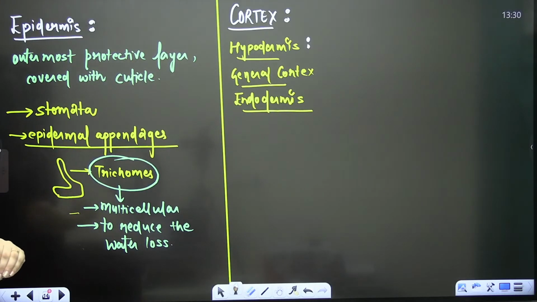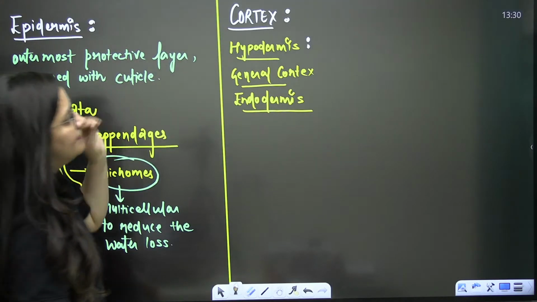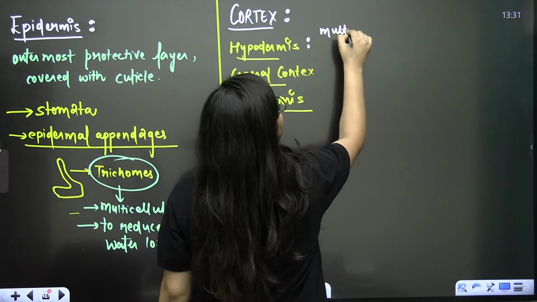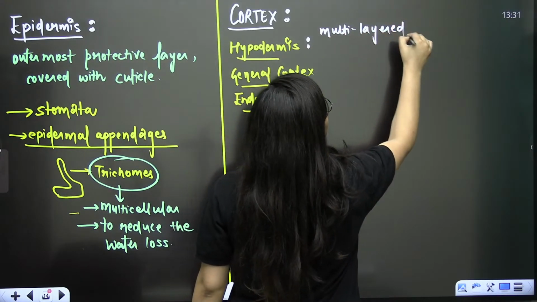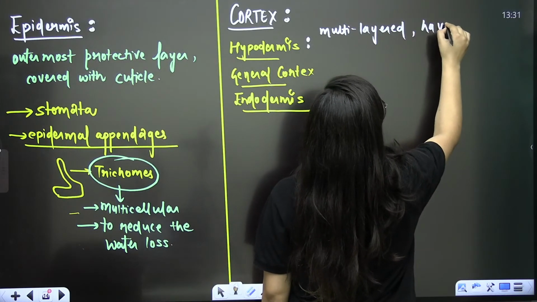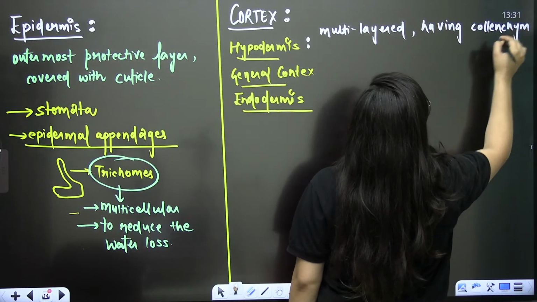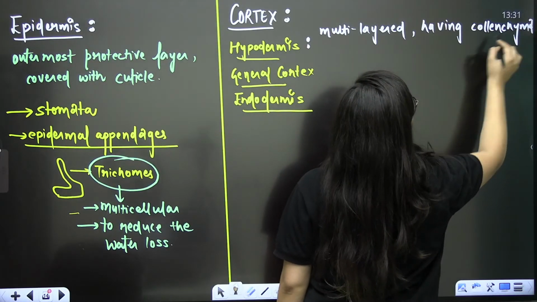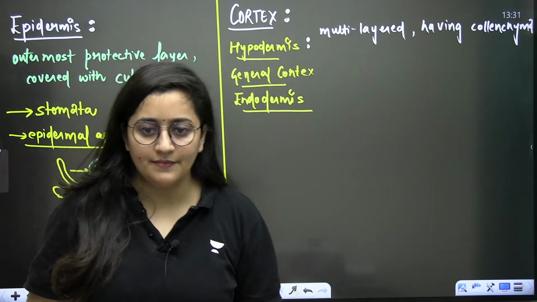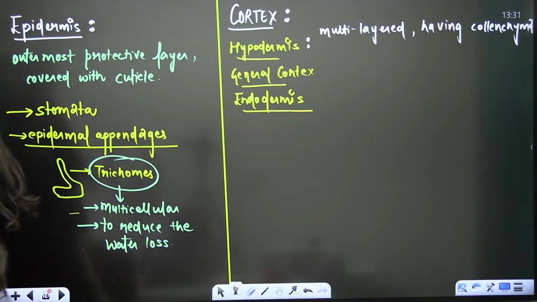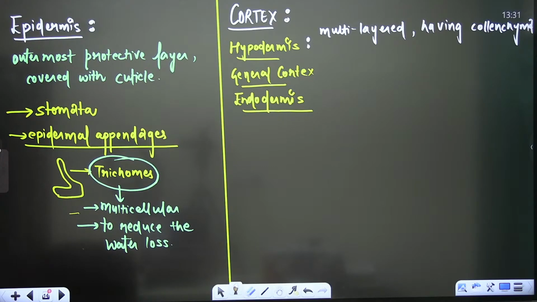The layer just below the epidermis is your hypodermis, and this hypodermis is multi-layered. Because it is a dicot stem, it has collenchyma. Clear? It has collenchyma. Is it clear? Quickly tell me.